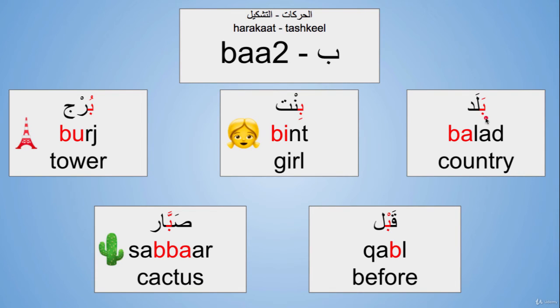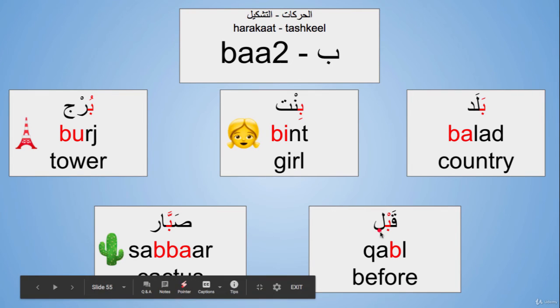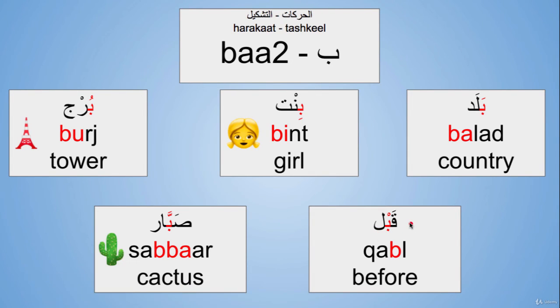When we combine it with fatha, it will be ba, like balad. The word balad means country. And you can also combine it with kasra in bi, the word bint, which means girl. Or you combine it with dhamma to be bu, like the word burj, which means tower, as in Burj Khalifa. You may know about it. And you can have it with sukoon, so it will be qabl, like before. And you can have it with shadda, and in this case it's shadda combined with fatha, so you can have it in a word like sabbar, which means cactus.